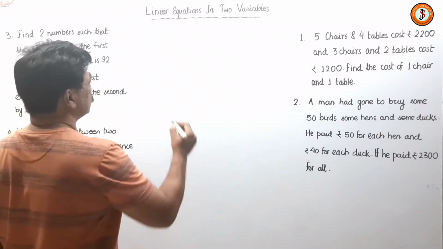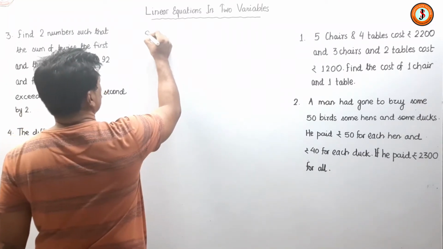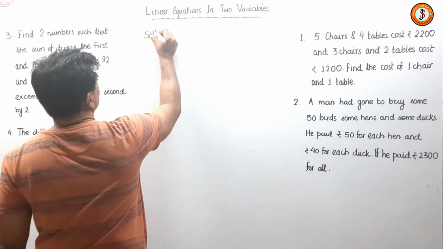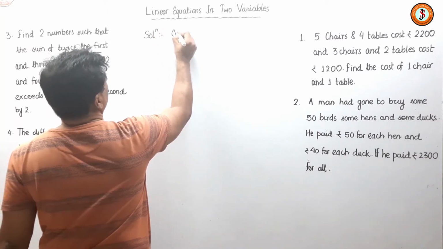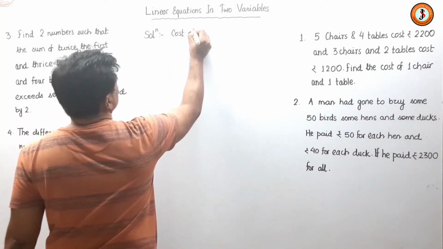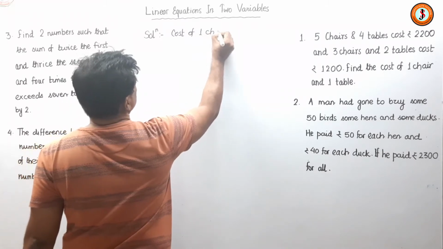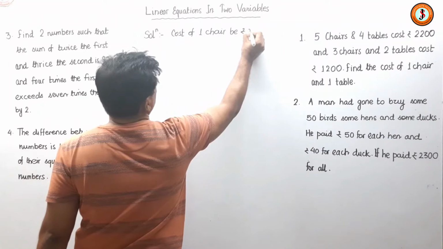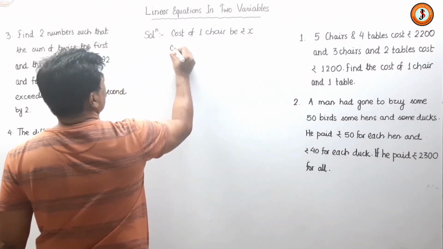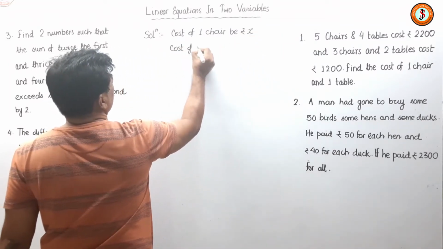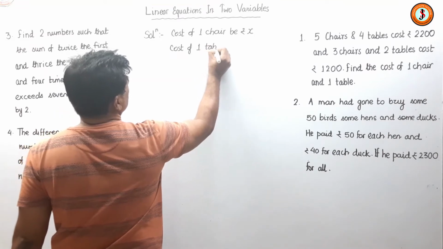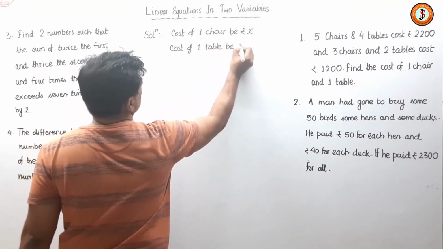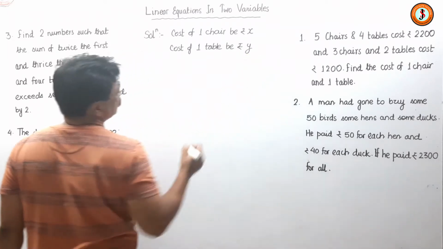So let the cost of 1 chair be, so I am just putting on a solution mode, let the cost of 1 chair be rupees x and the cost of 1 table be rupees y. Now see what will happen.